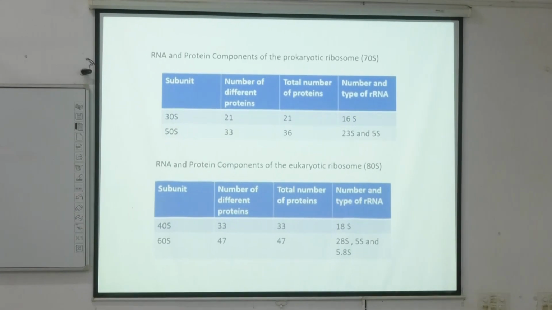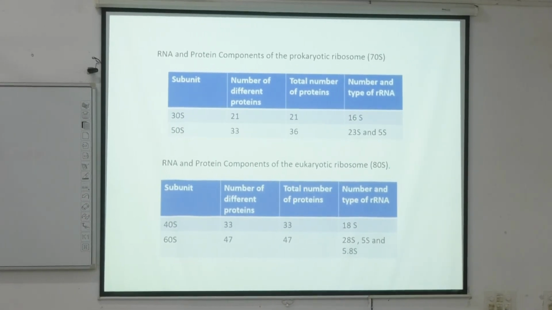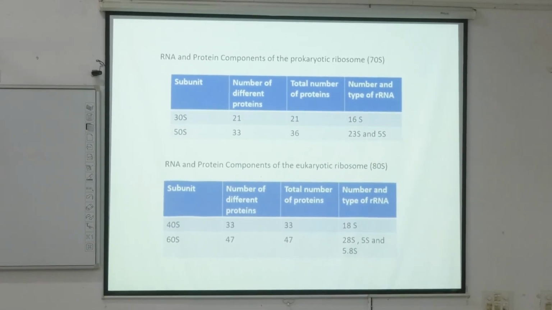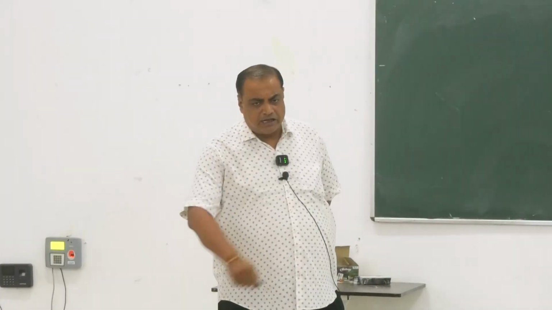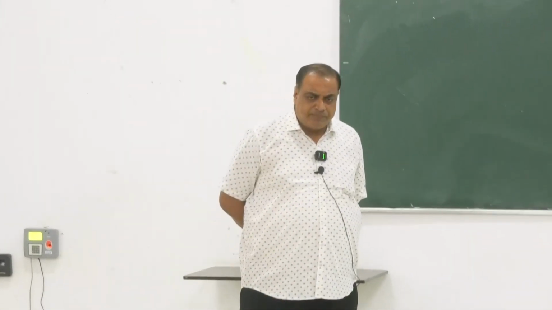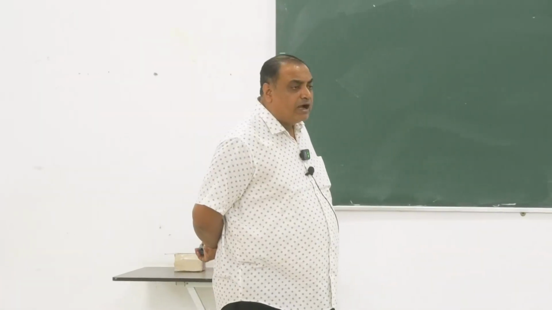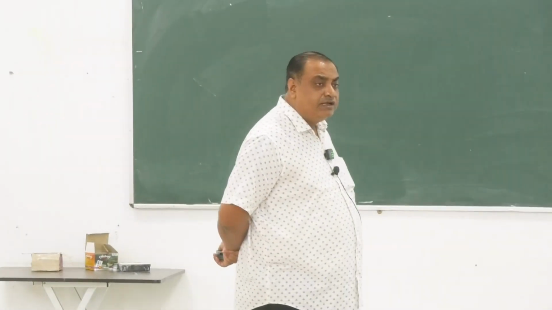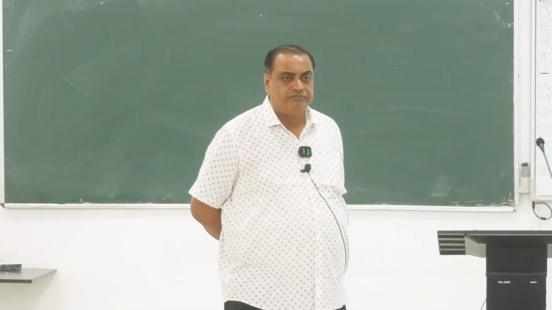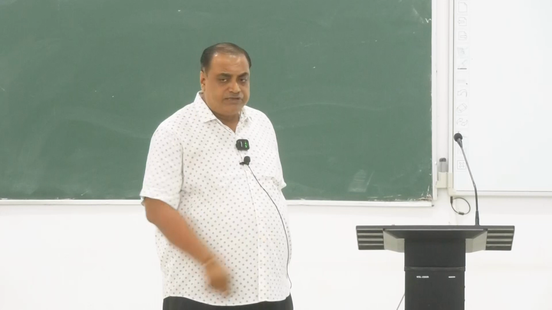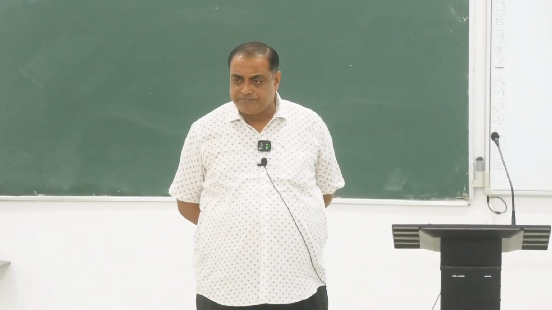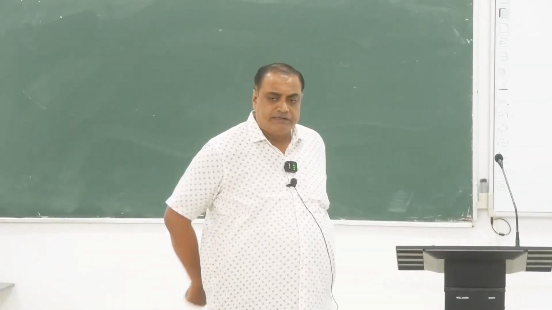Prokaryotic and eukaryotic. Prokaryotic is 70S, subunits are 30S and 50S. The 30S contains 20 or more polypeptides, and the 50S contains more than 30 polypeptides. What are the ribosomal RNAs present? You must remember this. You have to remember the weight of the ribosomal RNA, 16S and 23S and 5S.